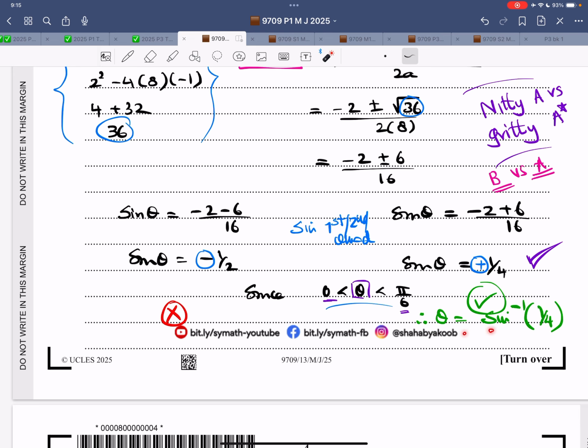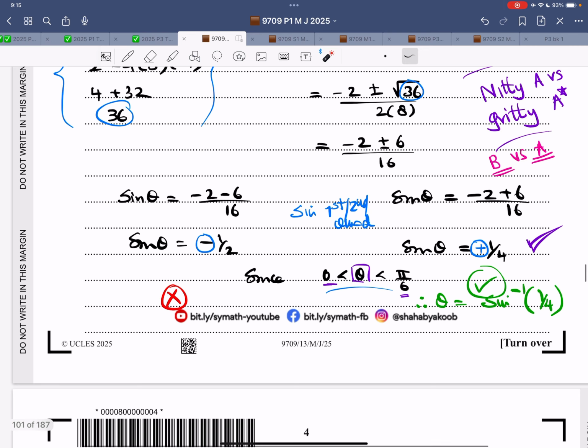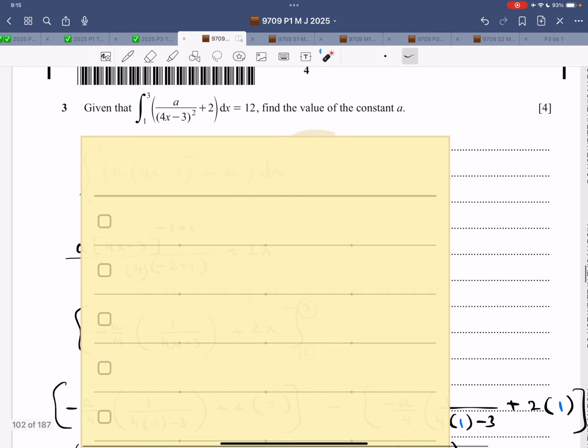So theta is sine inverse of 1/4, and we have to leave the answer in this form. We don't have to use the calculator. Sine inverse k, where k is a rational number. What is that rational number? 1/4. You don't have to specifically spell it out because the examiner is not saying so, but still you have to write it in this form. That is a must. So 2 questions are done. Let's move to the third one.